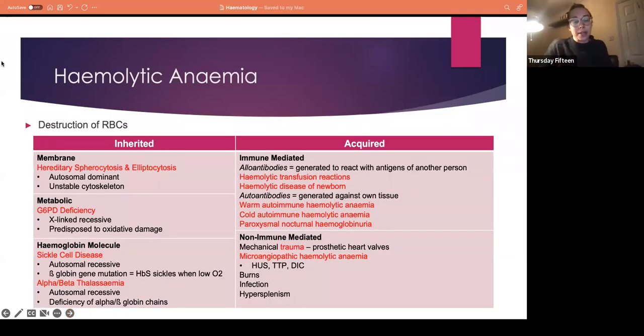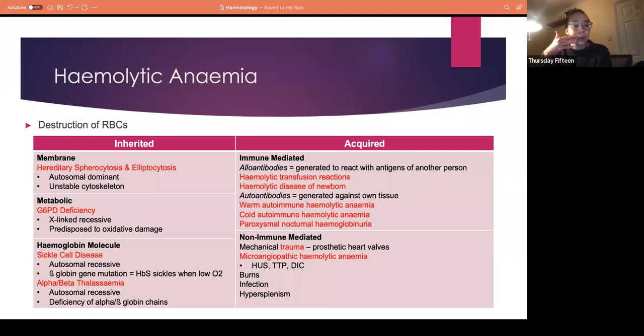Sorry for this really busy table. We'll go through most of them with the other questions as well. I just thought it'd be useful for you to have a bit of a summary, because you can get really lost in this topic. But essentially, hemolytic anemia just means destruction of red blood cells, and so your hemoglobin is low, so you have anemia.